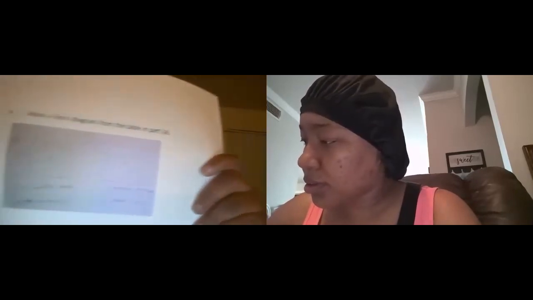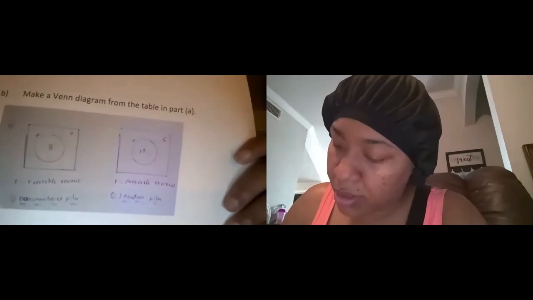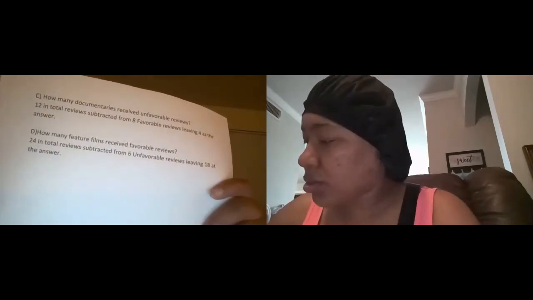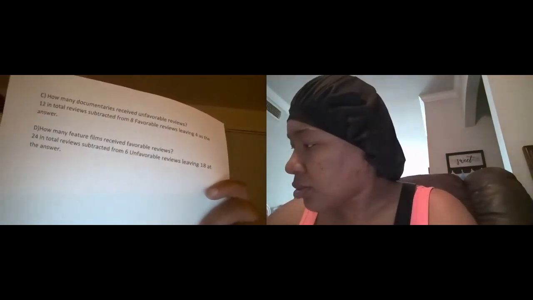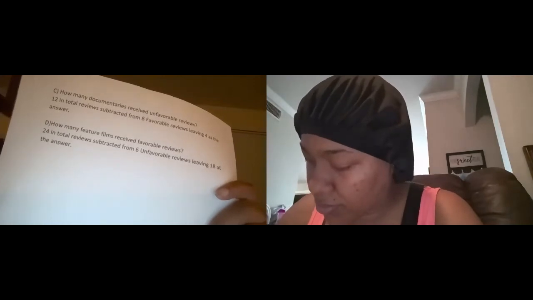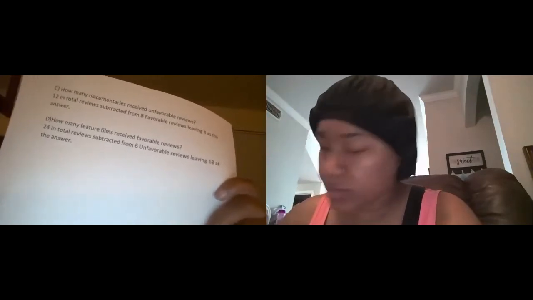So there you go. A little bit of the Venn diagram. And then C and D are questions, and I'm going to read them. How many documentaries received unfavorable reviews? So what we did was do some math. So 12 in total reviews subtracted from 8 favorable reviews, leaving 4 as the answer. And D was how many feature films received favorable reviews? So we did 24 in total reviews subtracted from 6 unfavorable reviews, leaving 18 as the answer. And that answers that question.